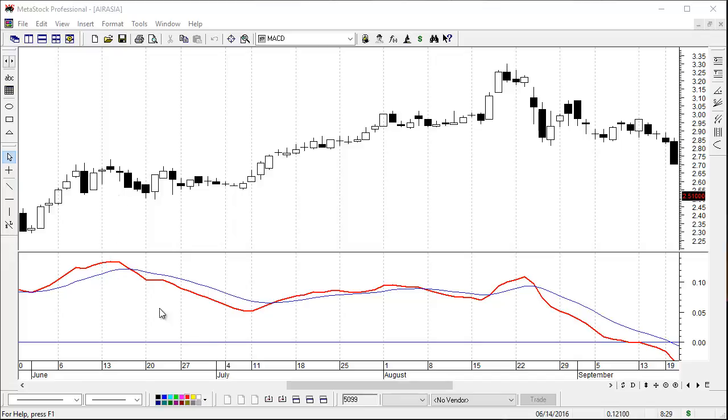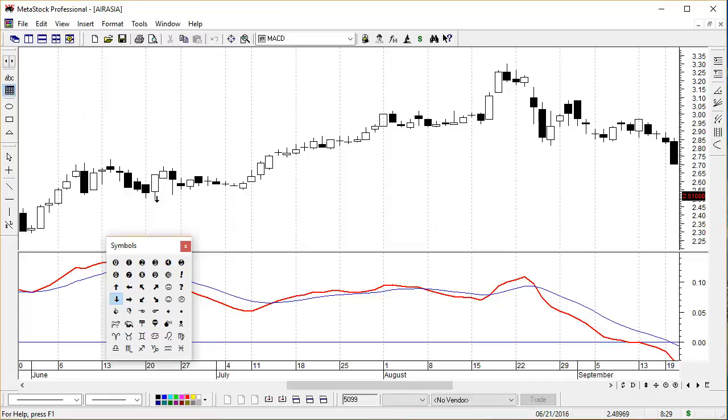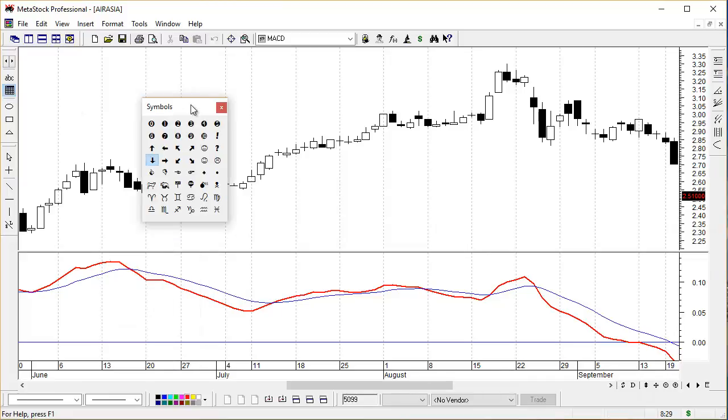From what I've learned, we actually get a buy signal when the MACD, the red line over here, crosses above the blue line, which is this trigger line. We get a buy signal, and when it crosses below the blue line, we get a sell signal. So what I'm going to do now is make some markings on the chart to show you where those buy and sell signals are.